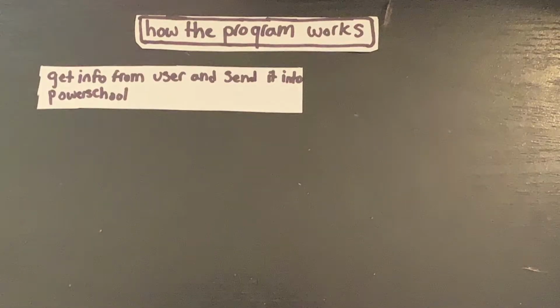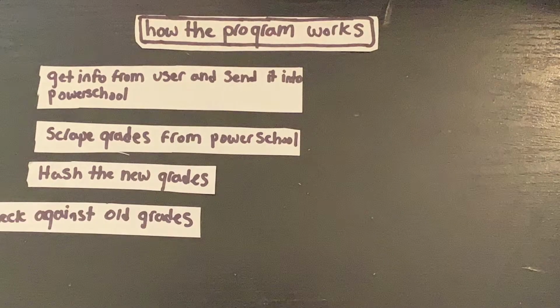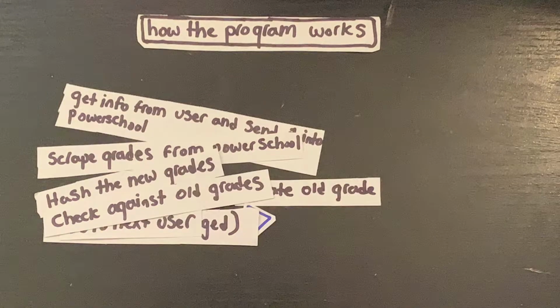Here's how the code works. Basically, we get users' info and send it to PowerSchool. We receive the grades by web scraping, hash them, check them against the old ones, and if we need to text new grades, we'll update them.